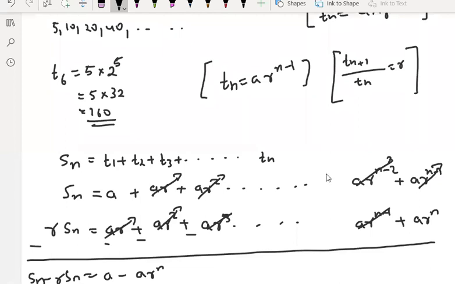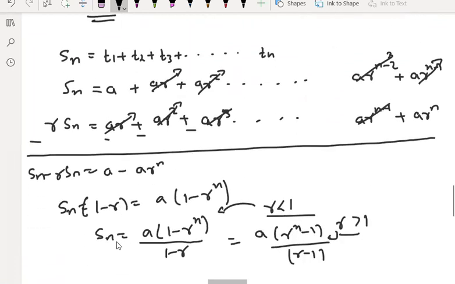Now I have to add these. What to do? We cannot simply add 1 plus R square plus R cube, even if you take A common, because there is a difference. So we write Sn and multiply the whole Sn with R. If you multiply with R and subtract it, then the terms will start getting cancelled.